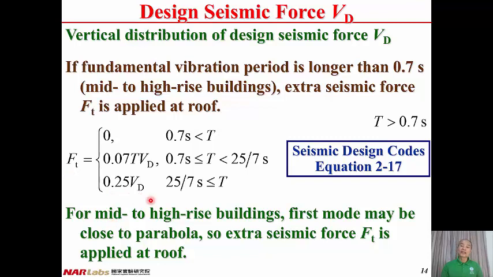The reason to have extra seismic force applied at the roof is that for mid to high-rise buildings, the first mode may not be an inverted triangle. It may be close to a parabola. Therefore, extra seismic force Ft is applied at the roof to simulate the first mode shape, the parabolic first mode shape. And this is taken from the Seismic Design Code equation 2-17.